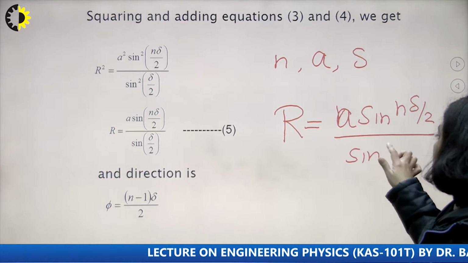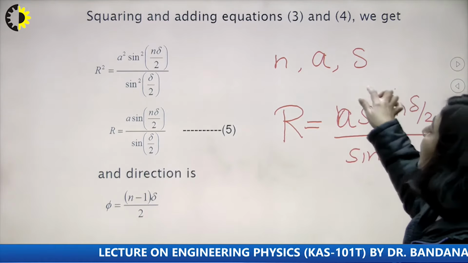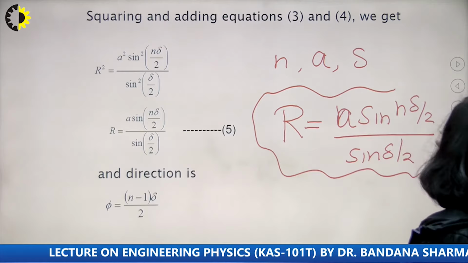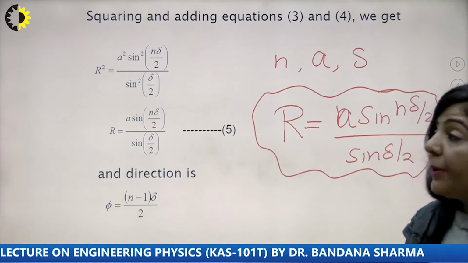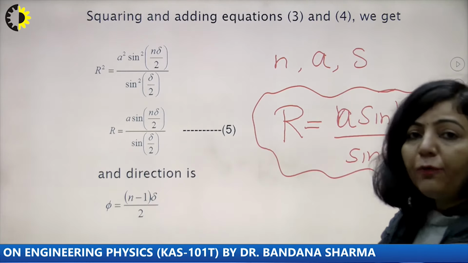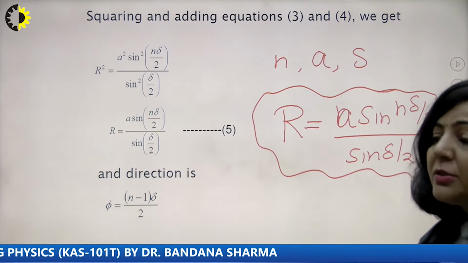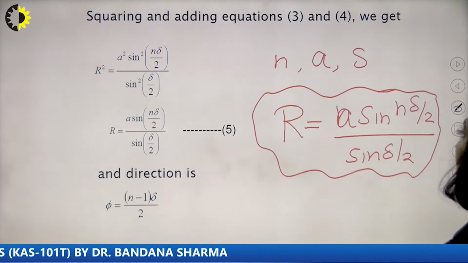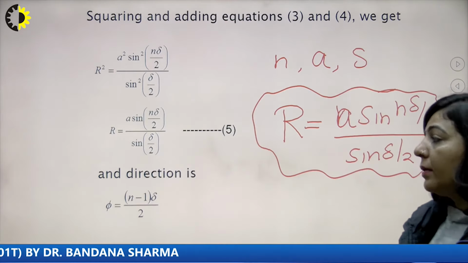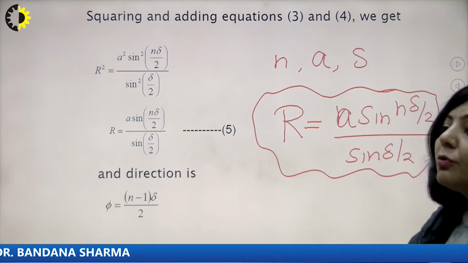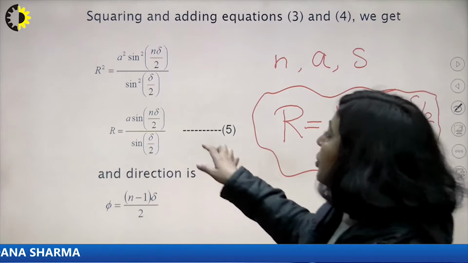That will be the resultant. And you know the meaning of each and every term here. A is the amplitude of each and every component, N is the number of light rays or number of simple harmonic vibrations, and delta is the phase difference between successive light rays. So this is the resultant expression for those n simple harmonic motions, which you have to remember.